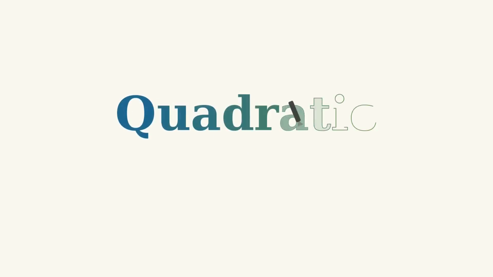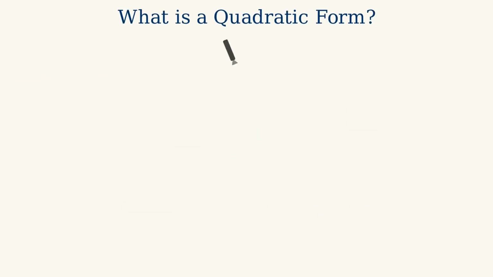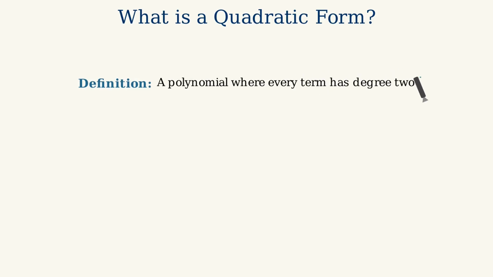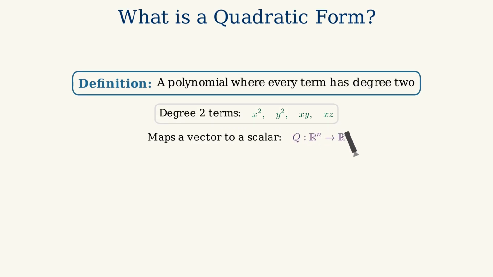Welcome to a visual journey through quadratic forms in linear algebra. A quadratic form is a polynomial where every single term has a degree of exactly 2. Common degree 2 terms are variables squared or multiplied together. It is a function that maps an n-dimensional vector to a single scalar value.